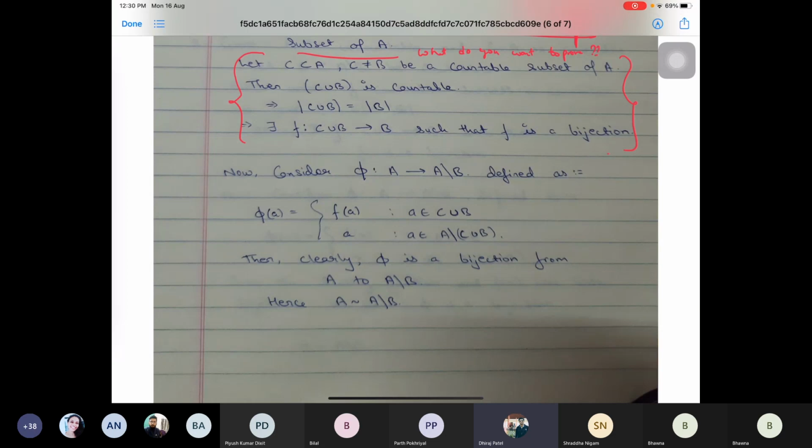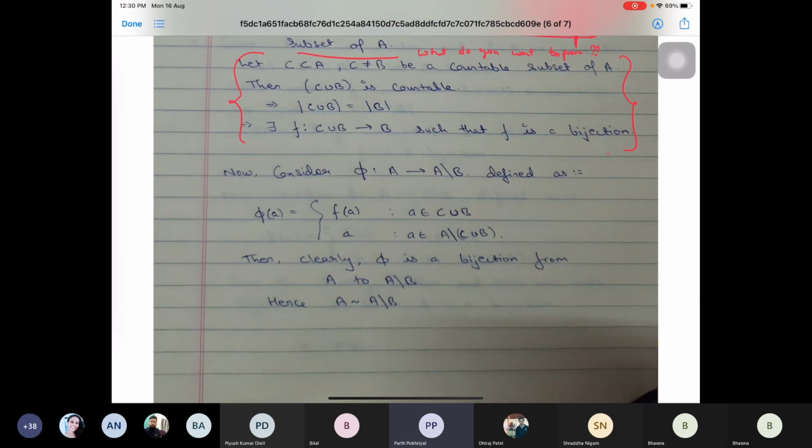Sir, I have one more query. May I? Sir, do all countable sets have a bijection to another countable set? You mean countably infinite? Yes, countable set, finite set and infinite set. Now both are countably infinite.